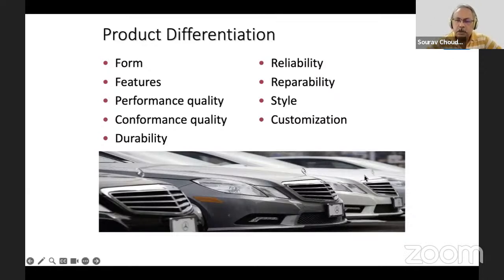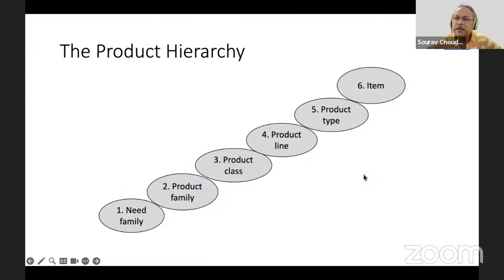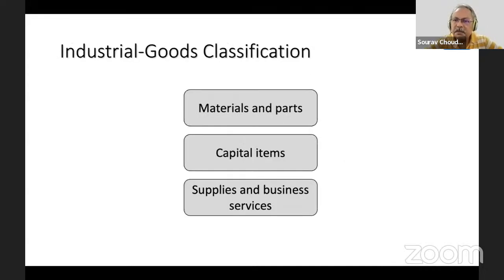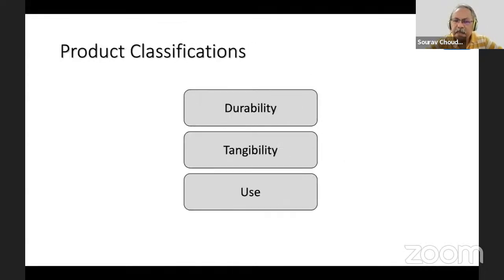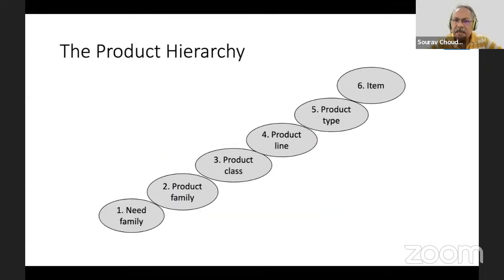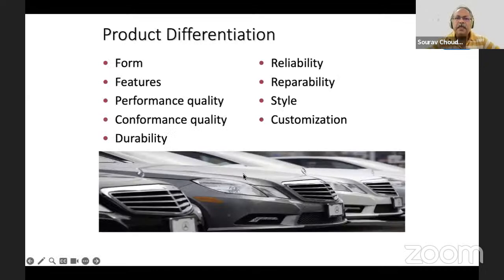Okay. So हम लोग कल इतना तक पढ़े थे. Remember the need, family, to the product type and product line and product class and family and finally the item. Okay. So यहाँ तक any questions on products? कुछ भी आपके दिमाग में आया जो आप समझे नहीं? Okay. चलो. So let's get into something called product differentiation.